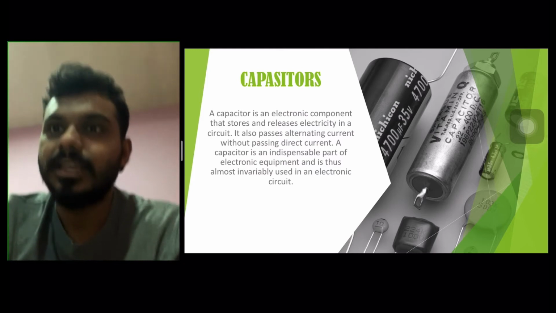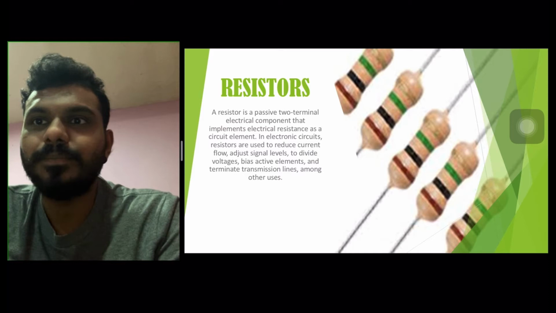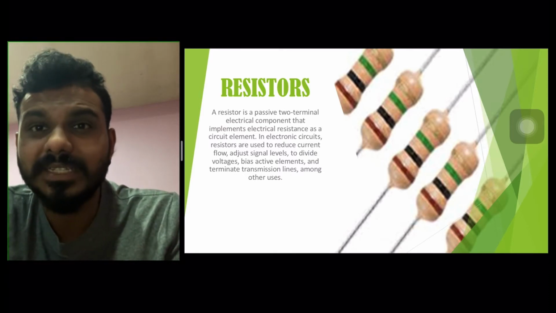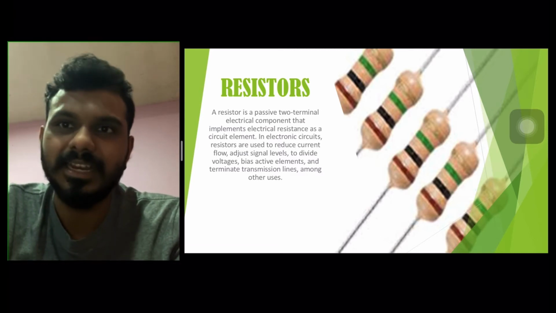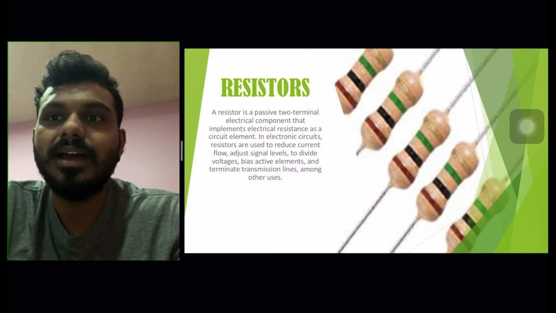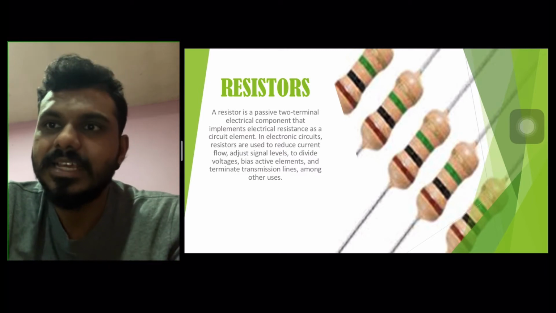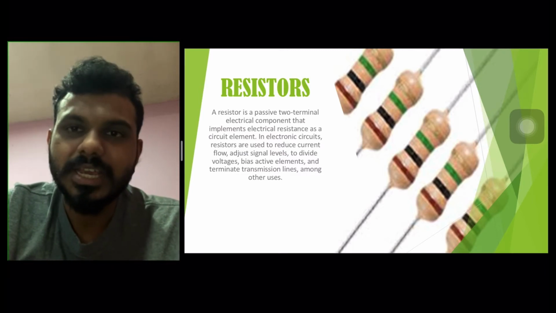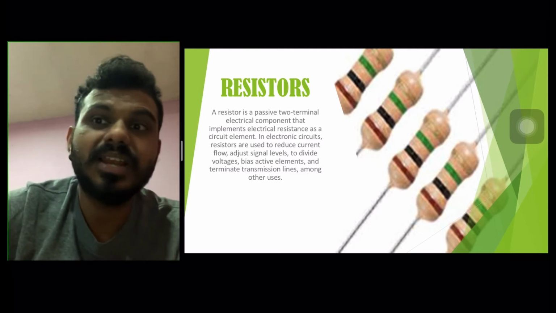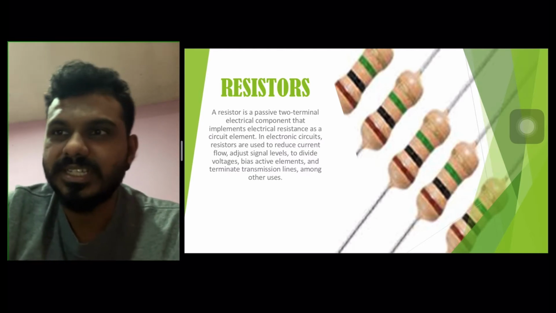Okay, the next is the resistors. A resistor is a passive two-terminal electrical component that implements electrical resistance as a circuit element. In an electronic circuit, resistors are used to reduce the current flow and adjust the signal levels, to divide the voltage, bias active elements, and also terminate transmission lines. That's the function of a resistor.